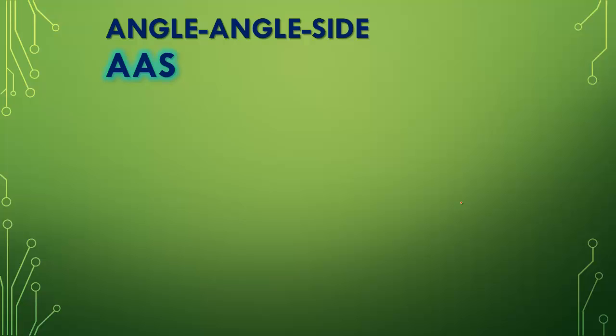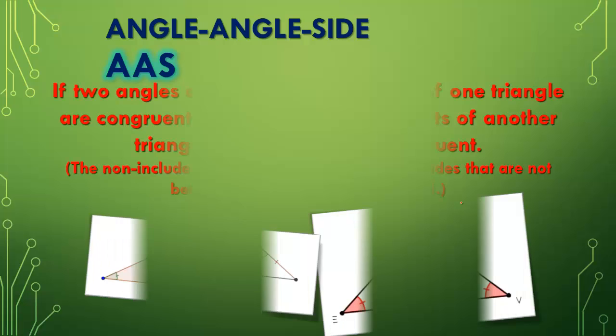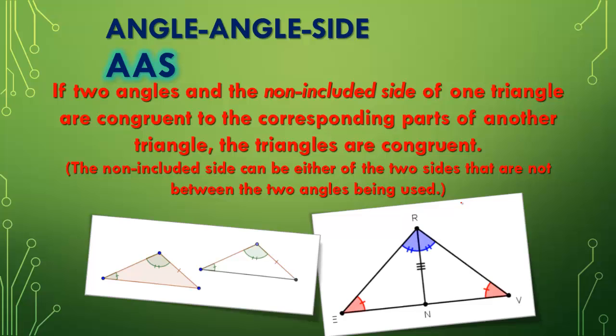Another method is angle angle side. This one's a little bit different because if 2 angles and a non-included side of one triangle are congruent to the corresponding parts of another triangle, then the triangles are congruent. So you could have an angle, an angle, and then a side out here that's not in between those two angles. And that's fine, because if you have angle, angle, side, it still works.